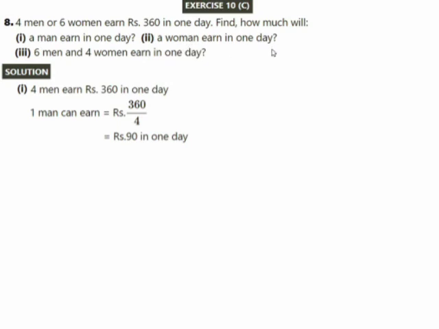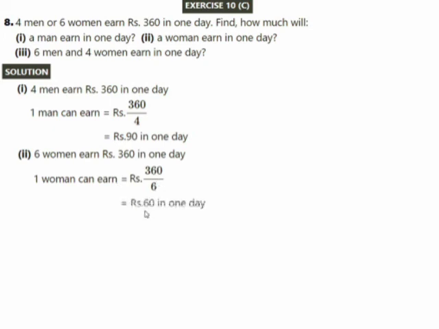Same thing happens in the second case also. So 6 women can earn 360 in one day, right? So that means 1 woman can earn 360 by 6, which is rupees 60 in one day. Now number 3 is 6 men and 4 women earn in one day. Now see here carefully. 1 man can earn 90 in one day, but we have got how many men? 6 men. So 6 men can earn how much? 6 into 90. You have 1 woman earns 60 in one day, but we have got 4 women, so 4 women earn 4 into 60 in one day.